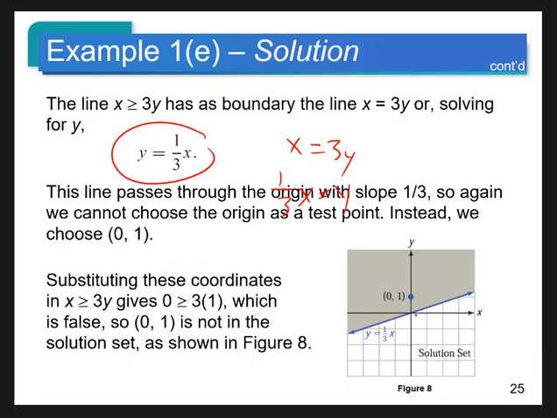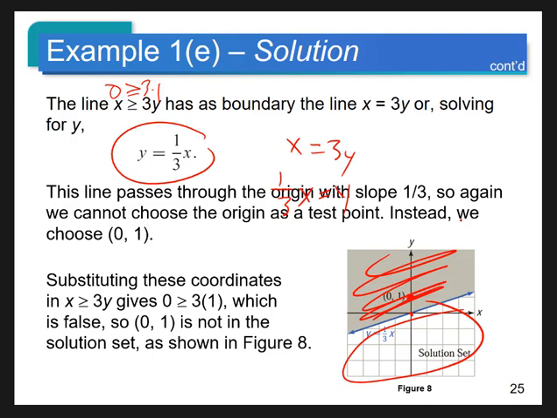So again, because it goes through the origin, we can't use 0, 0 as our test point, so we use 0, 1. 0 for x, 1 for y gives 0 greater than or equal to 3 times 1. 0 is not greater than or equal to 3, so that's not a solution. The solutions are on the other side of the line over here, so we black out that side.